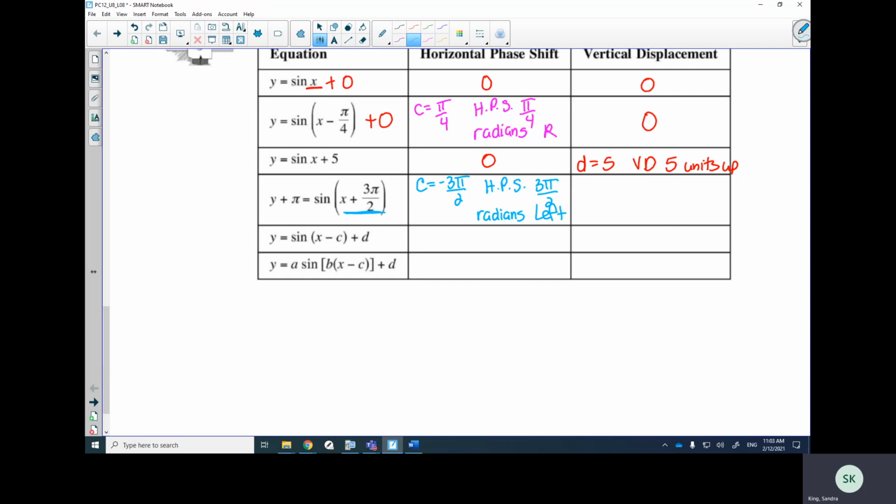Dane, what's my D value for this one? Pi. Oh, not pi. Negative pi. D is equal to negative pi. That is a vertical displacement, pi units. The direction is down.